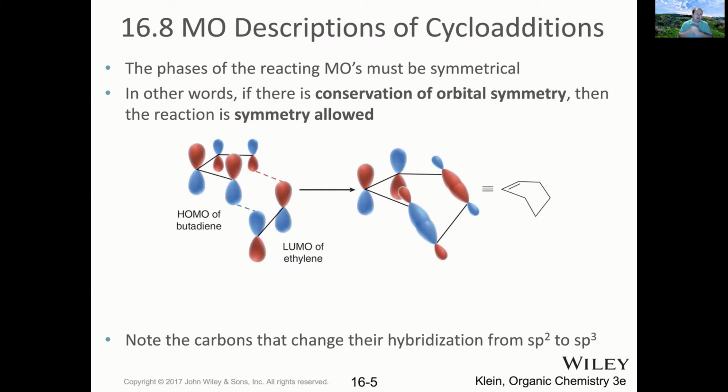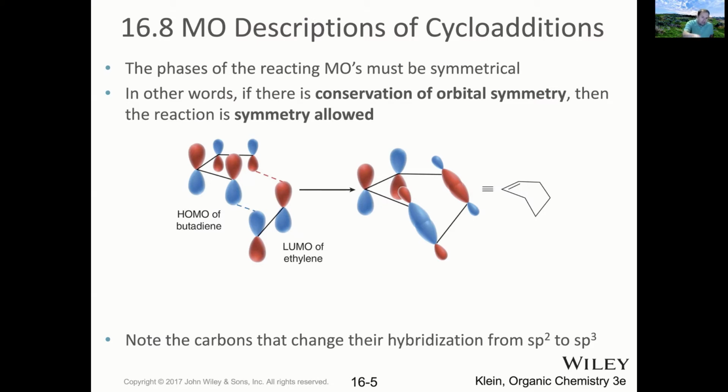And that's what's defined as the conservation of orbital symmetry, or what we oftentimes call in physical chemistry, that these processes must be symmetry allowed. The symmetry of the phases must be matching as these two compounds come together, reacting.